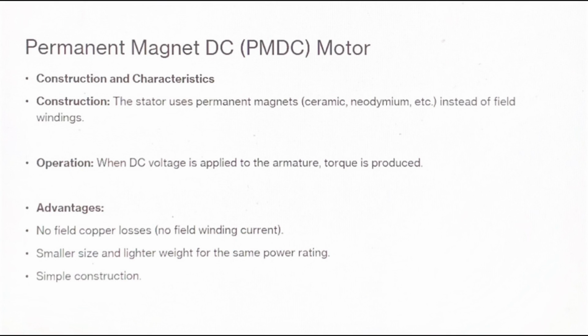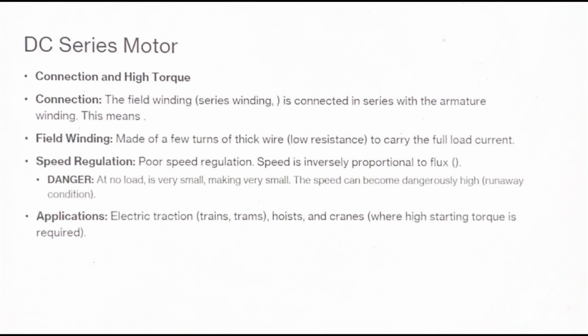Disadvantage: speed regulation is poor. Speed is inversely proportional to flux, but since flux is fixed, speed control is limited and speed can become dangerously high at no-load conditions. It is also difficult to achieve a high starting torque without an additional mechanism. And the fourth slide is the DC series motor.